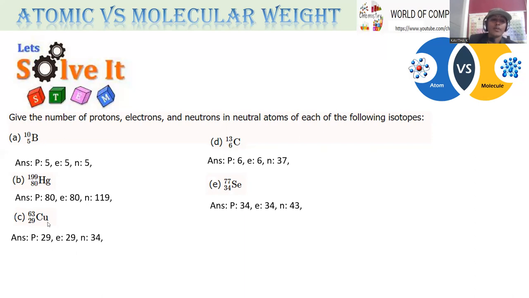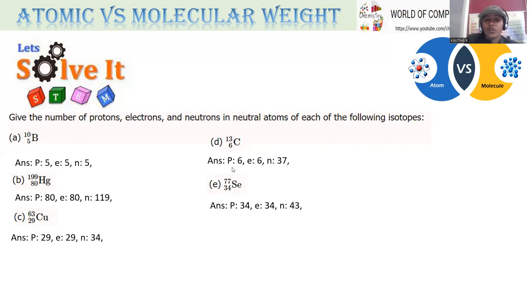Then move on to copper. Atomic number 29, protons 29. Neutral atom, electrons 29. Mass is 63 minus 29, the difference will be 34. 34 will be the neutron count.